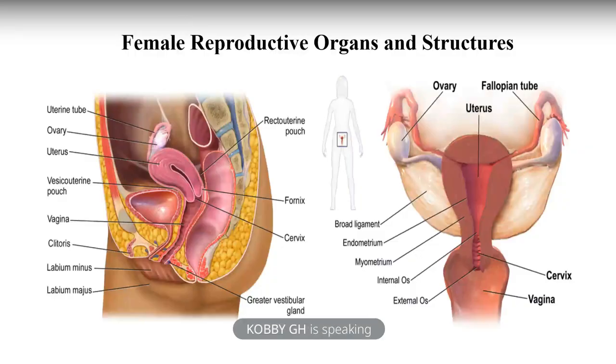So we have the internal os, we have the external os, and then we have the cervix. Then this is what we call the vagina.